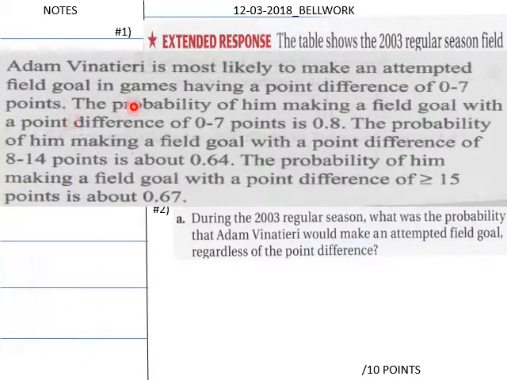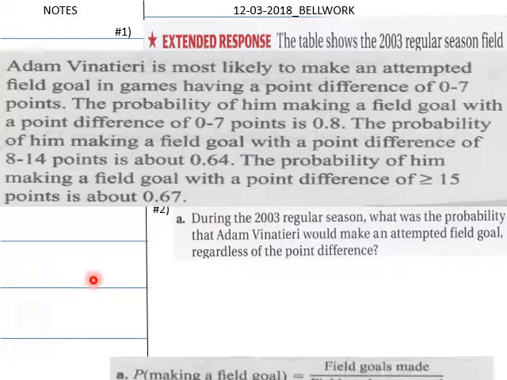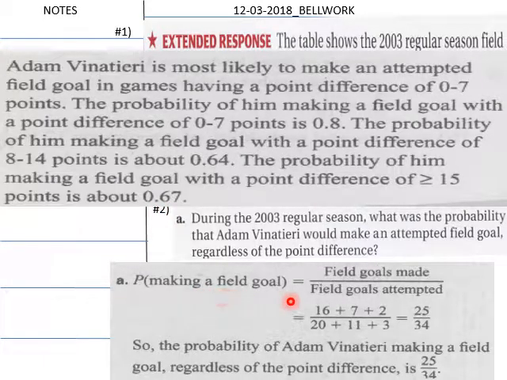Okay, welcome back. Here is a possible solution for it. Probability of him making a field goal with point difference of more than 15 is about 0.67, 2/3. And then probability of making a field goal is, here's our field goals made, field goals attempted, 25 out of 34. So regardless of the point difference it is 25 out of 34.